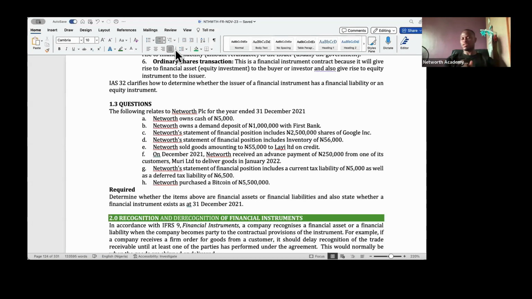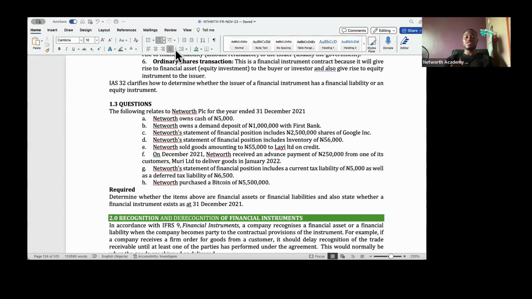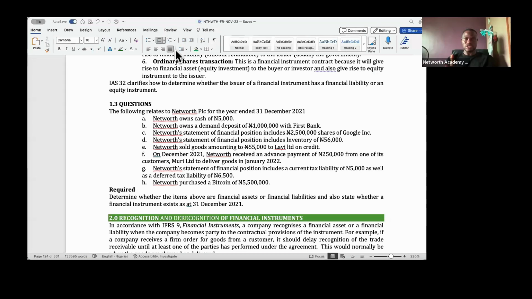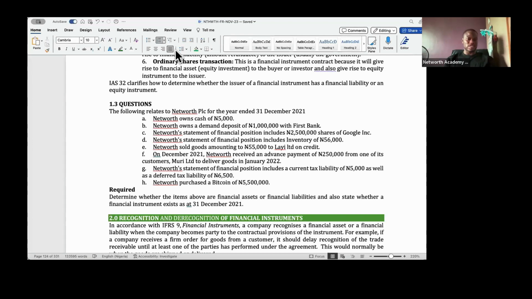Can it be PPE? Can Bitcoin be PPE? No, it cannot, because PPE is a tangible asset, and Bitcoin is not tangible. It's not something you can see or touch. It doesn't have physical substance, right? So PPE is out. Can Bitcoin be an intangible asset?